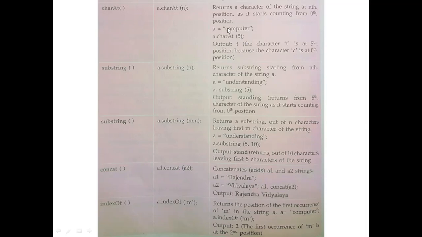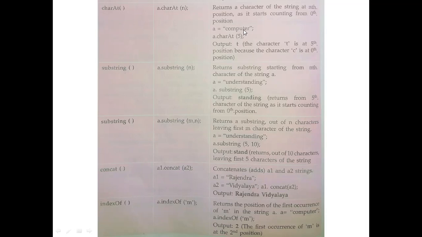But what is the length of this string, "computer"? It is 8, counting 1, 2, 3, 4, 5, 6, 7, 8. While using the length function, you must count 1, 2, 3. But for all other functions except length, you must start counting from 0: 0, 1, 2, 3, 4, 5.